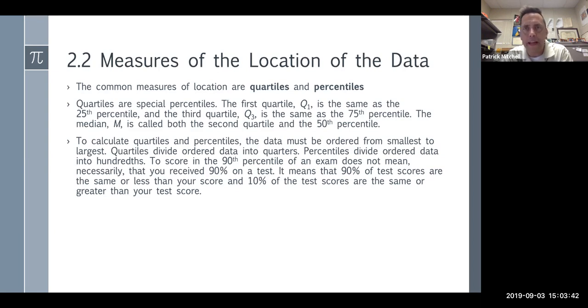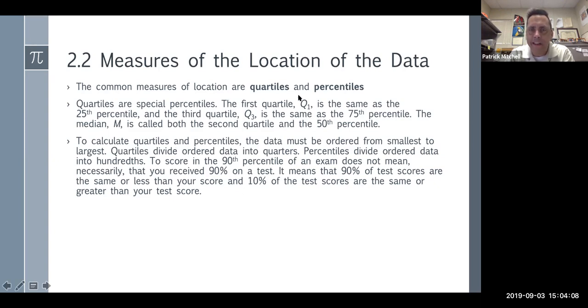So if you score in the 80th percentile on a reading test, it means that you scored as well or better than 80% of the people who took the test, and 20% of the people who took the test did as well or better than you. Okay, so that would be 80th percentile.